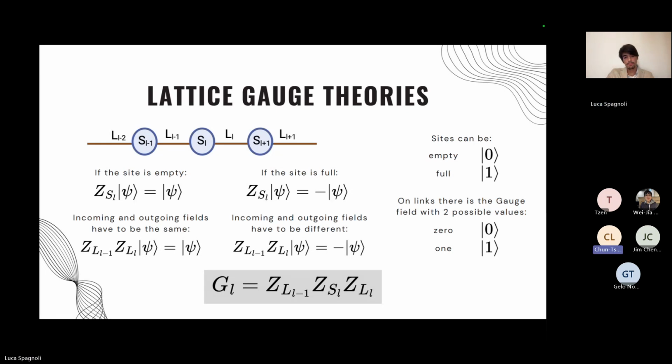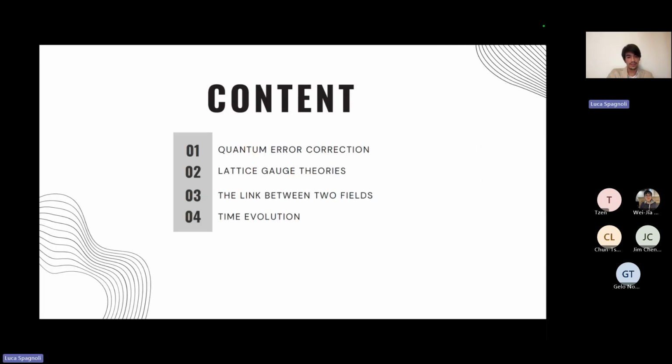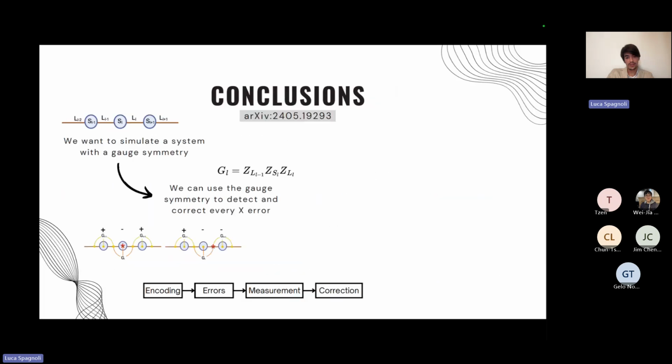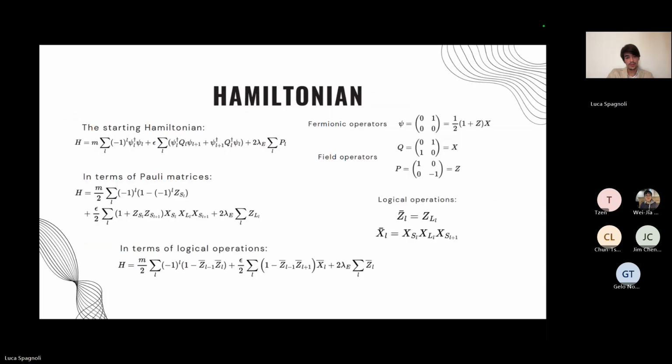Can I have a question? Is there any Hamiltonian describing this lattice gauge theories? Yes. I have it in the backup slide. I don't really want to go into detail on the Hamiltonian. Okay, I suppose I can show you. This is the Hamiltonian.